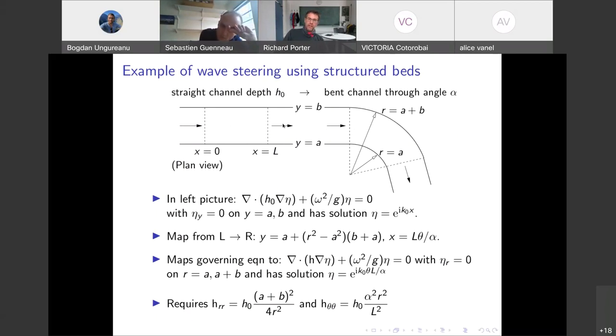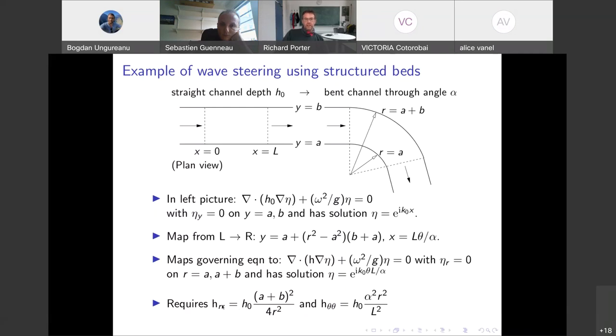left to right. And I can think about taking a section of this channel, and subjecting it to a coordinate transformation in which this channel gets bent. And then I can see what that coordinate transformation does to my underlying equation. So this is just transformation media methods. This is the mapping that I need to use. This is the consequence of that mapping, which is that I introduce a tensor for the depth, and the requirement of that, the two elements of this tensor, is that they look like this.